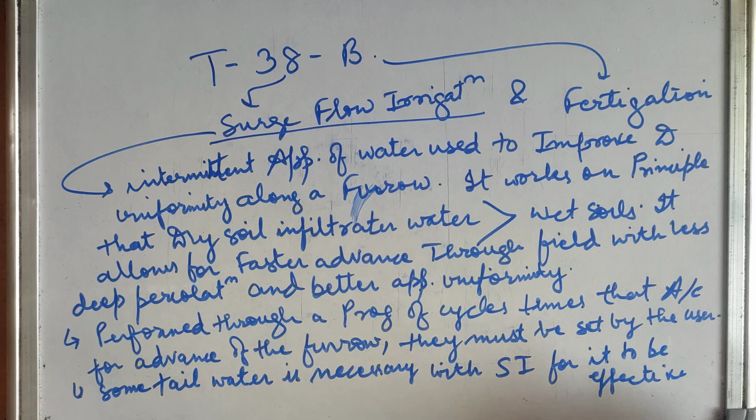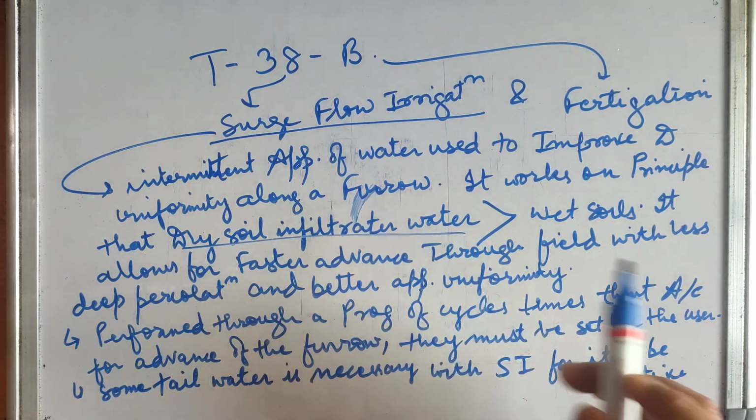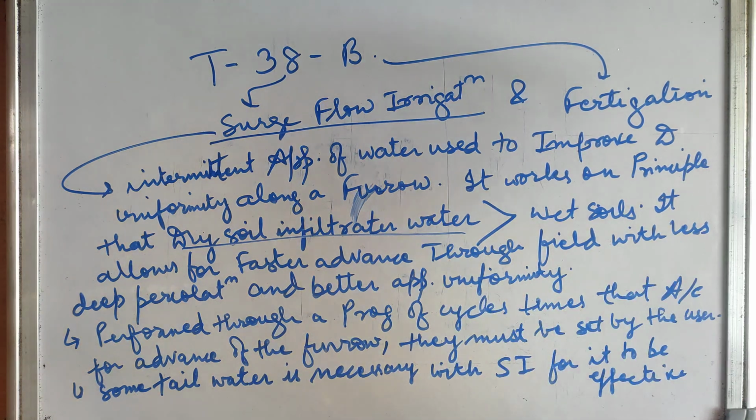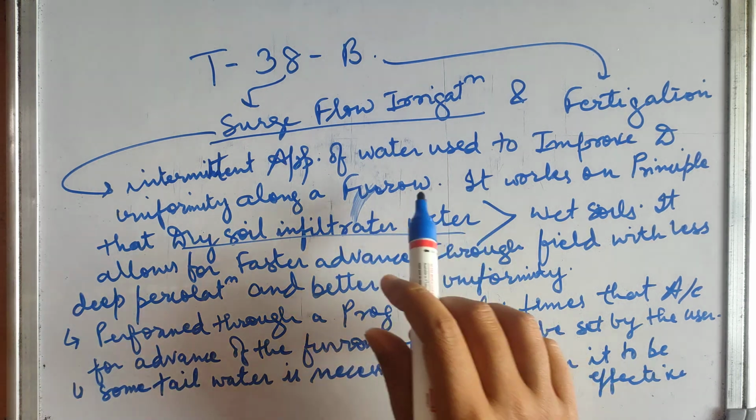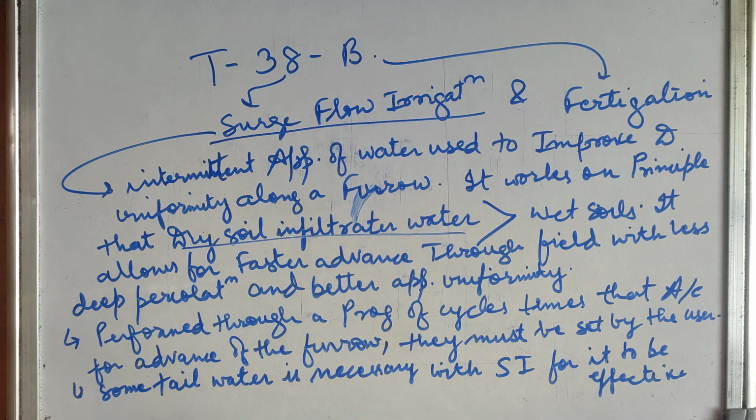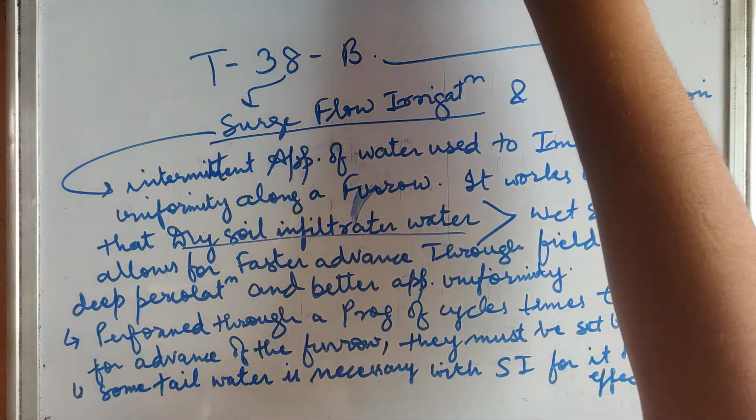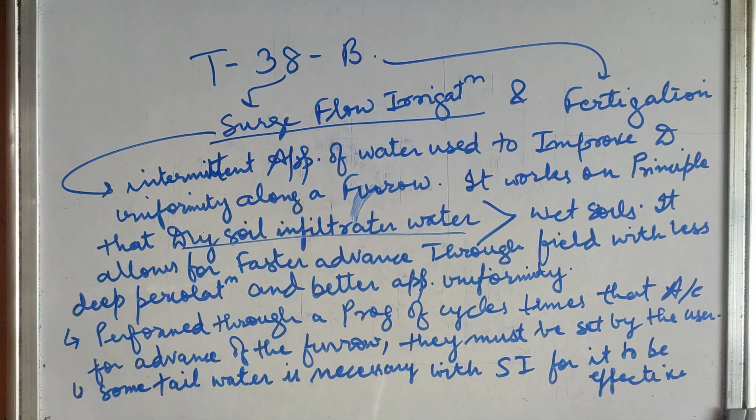So I hope you all understand this. Surge flow irrigation works on the principle that we are giving water in the furrows through dry soils, as dry soils infiltrate water faster than wet soils. So this is the principle used by surge flow irrigation.